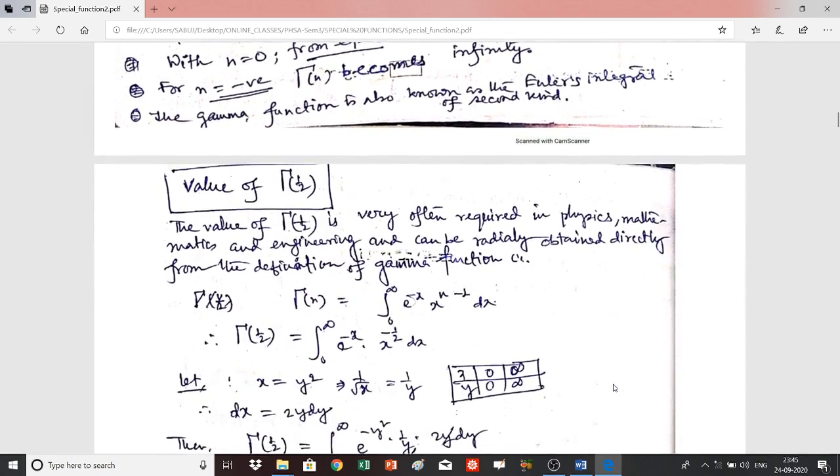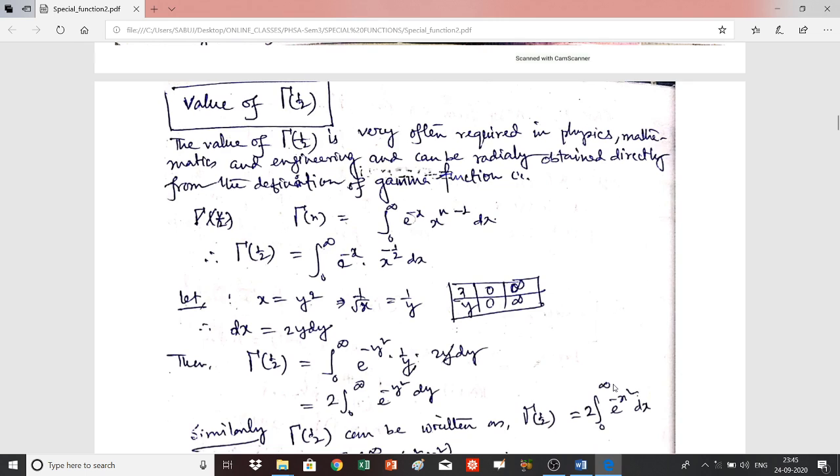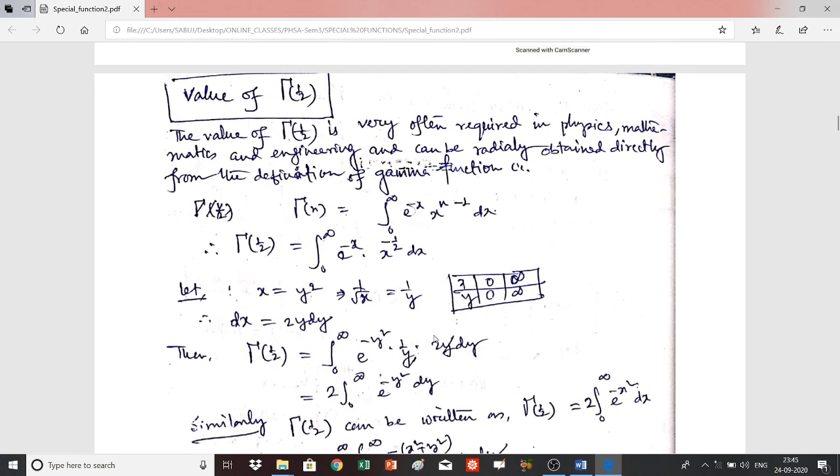And now come to the next section, that is the value of gamma half. In this section we will find out the value of gamma half. The value of gamma half is very important in physics, engineering, as well as in mathematics. In these subjects, gamma half is regularly used in different calculations. It is therefore very important to find out the value of gamma half. And here we are going to find out the value of gamma half.